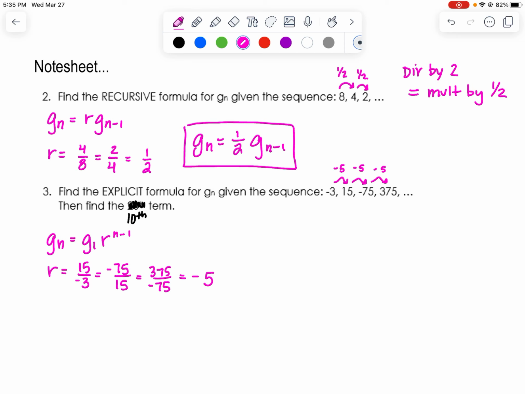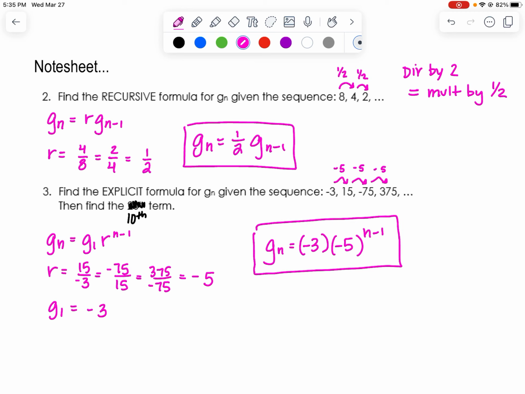And then for the explicit formula, we also need g sub 1, which is our first term, and that first term in the sequence is negative 3. And so we plug into our formula. G sub n is the first term, negative 3, times r, negative 5, to the n minus 1. That is the explicit formula that allows us to find any term.